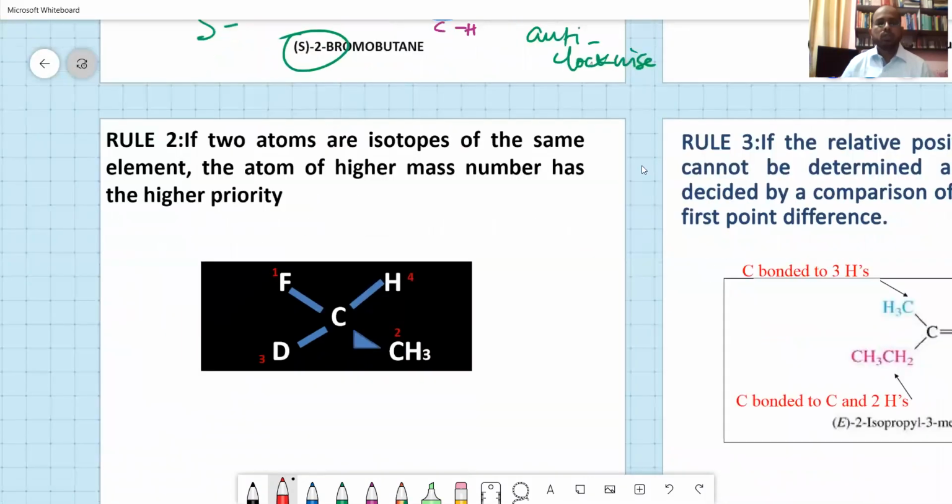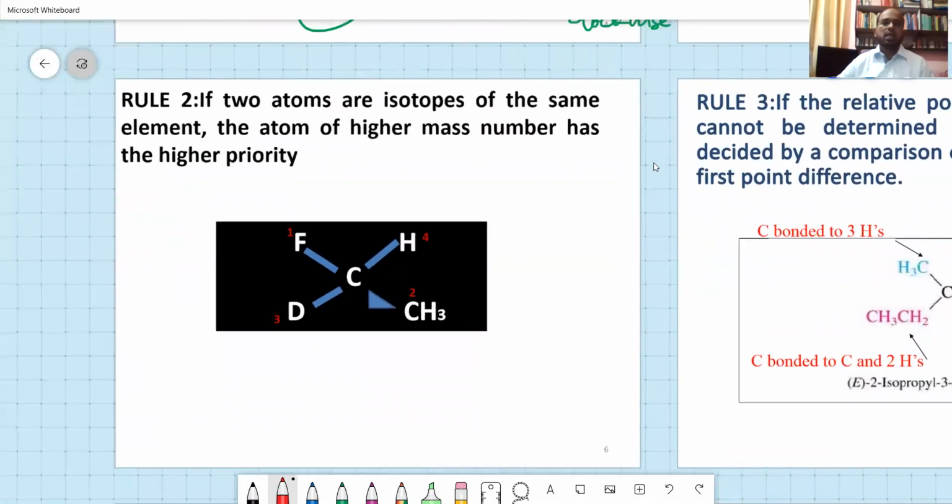Rule 2: if two atoms are isotopes of the same element, the atom of higher mass number gets higher priority. For example, hydrogen, deuterium and tritium. Hydrogen has mass number 1, deuterium has mass number 2, and tritium has mass number 3. So if you have both hydrogen and deuterium, deuterium will take higher priority.